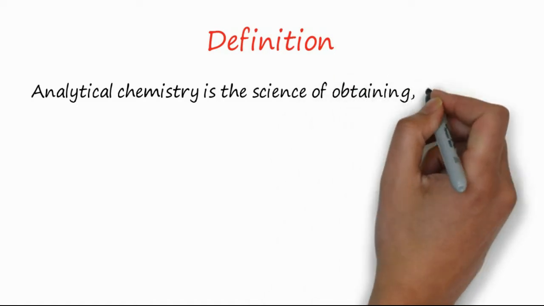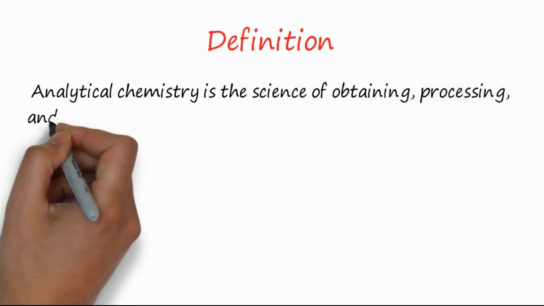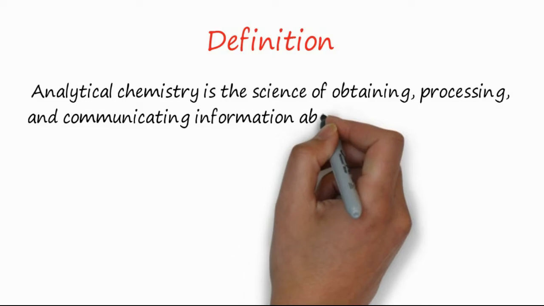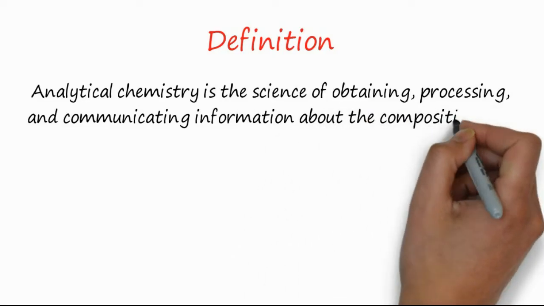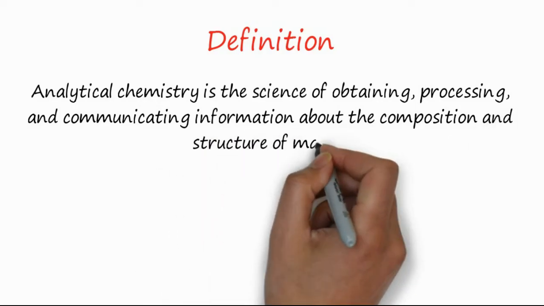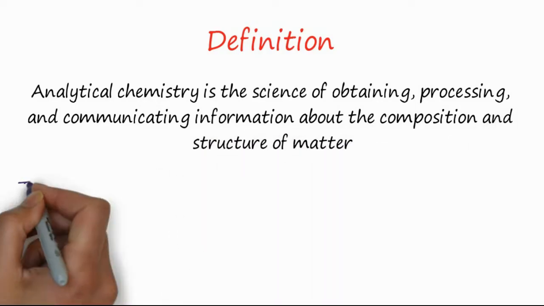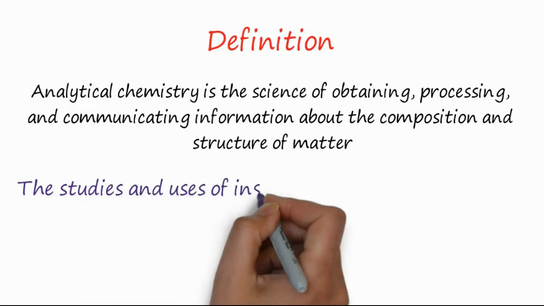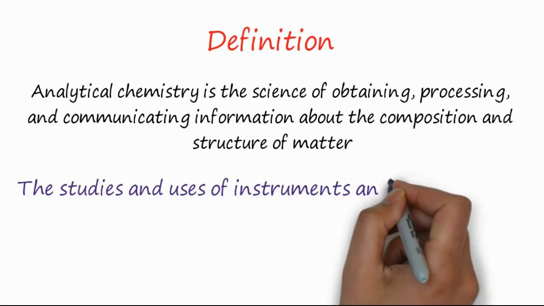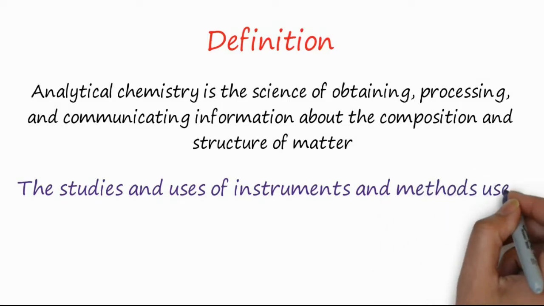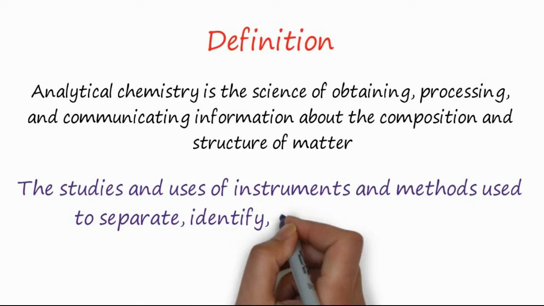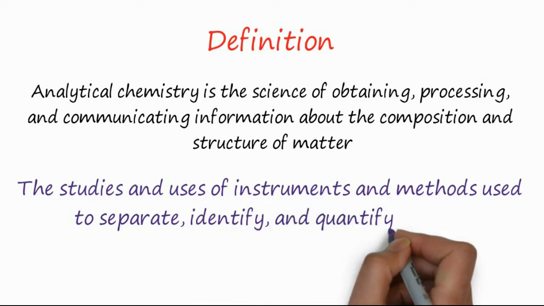There are several definitions. The first one is from the ACS, which says that analytical chemistry is the science of obtaining, processing, and communicating information about the composition and structure of matter. We can also simply define analytical chemistry as the study and uses of instruments and methods used to separate, identify, and quantify matter.